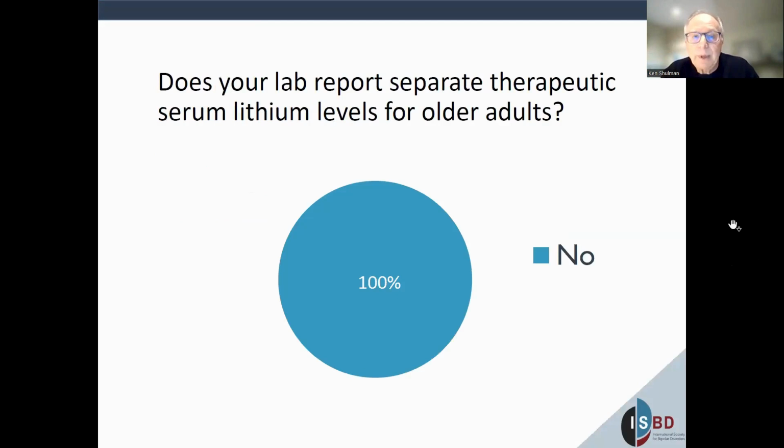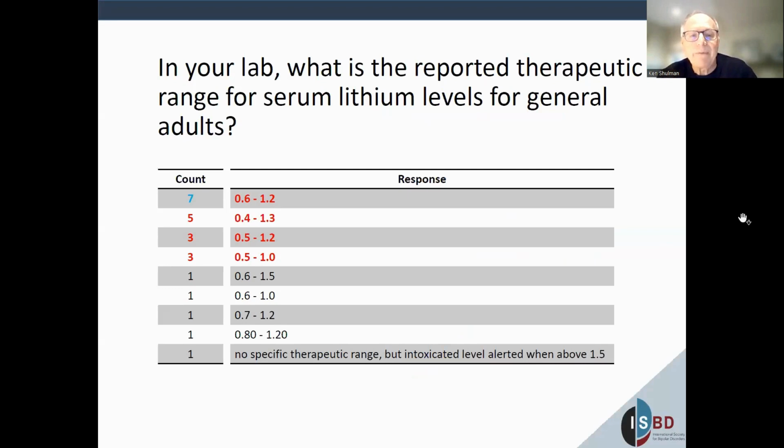But in the next slide, we ask the question, does your lab report separate levels for older adults? So knowing what we know, that lithium excretion decreases with old age, that lithium can cause side effects, there are drug interactions, surely we should be using separate levels for older adults. But no, 100% of the labs said no, they do not report separate levels for older adults. So this was a problem. But what did they report? And look at the lab values. Remember I showed you the recommended value. This is for all ages, was most recently 0.6 to 0.8.